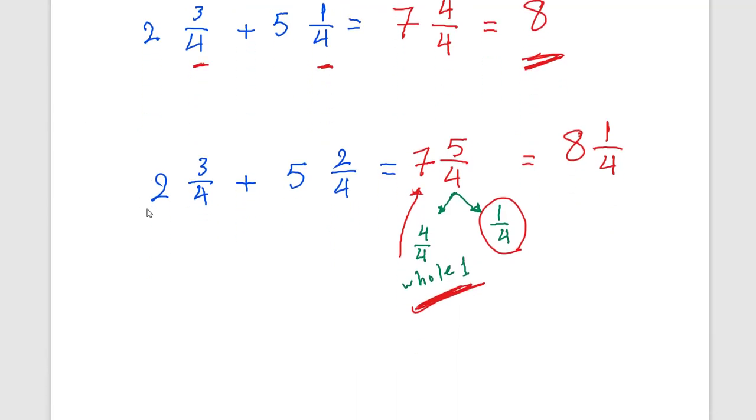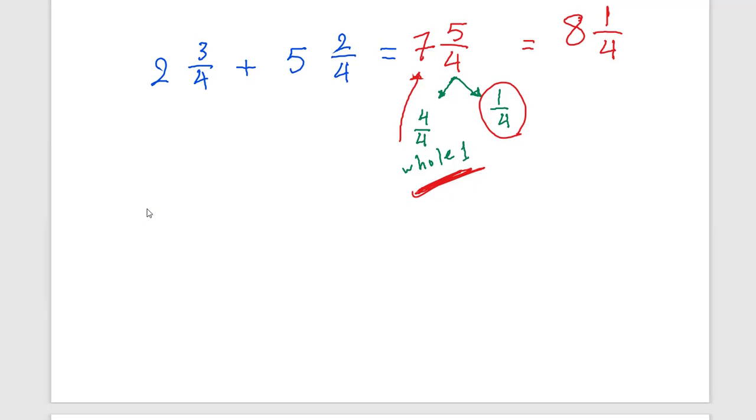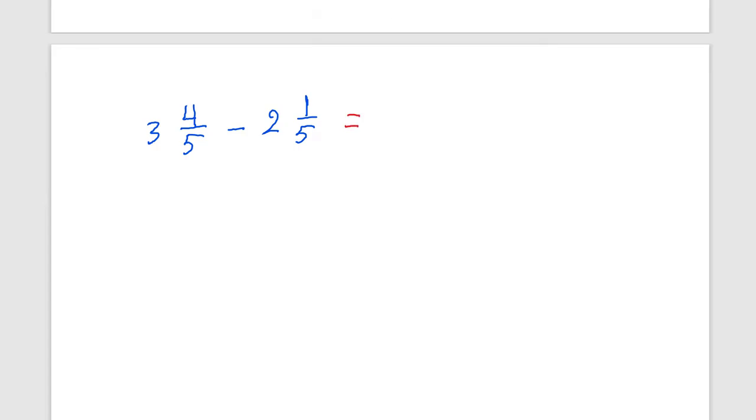Any problems? Okay, let's see renaming in subtraction. Any problems about renaming in addition? 3 and 4/5 minus 2 and 1/5. And of course, we do the same. So 4/5 minus 1/5 equals 3/5. 3 minus 2 equals 1. Any problems?